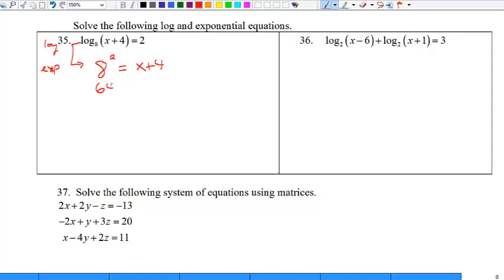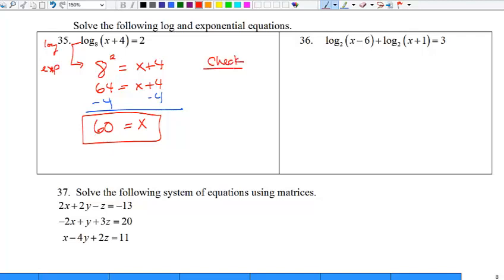Now 8 squared is 64, and now this becomes a linear equation and very simple to solve. I just subtract 4 from both sides and I get x equals 60. So this is my potential solution. I say potential because I have to check.